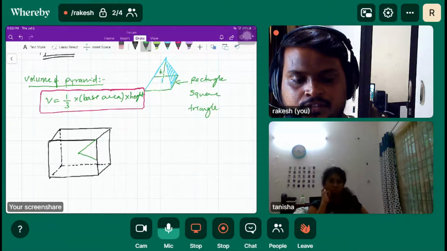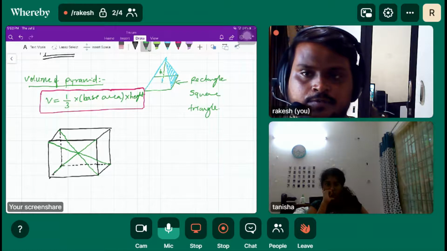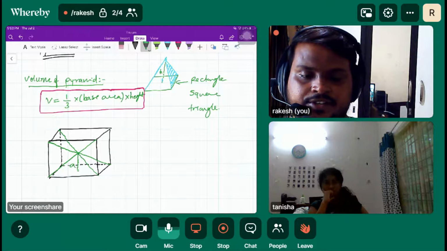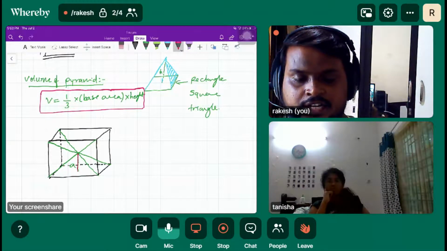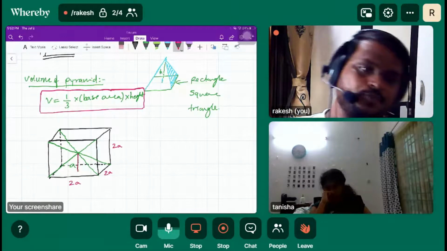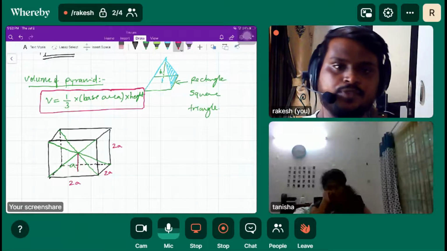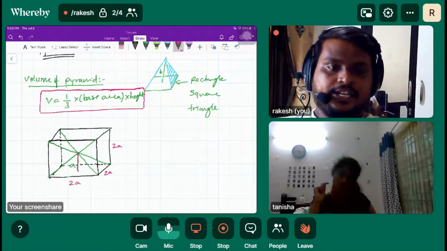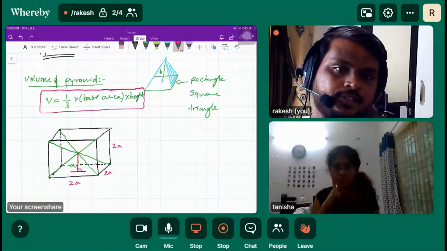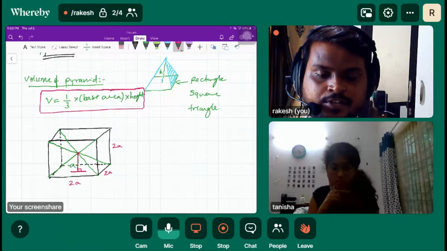With all the vertices of this, how many pyramids will you observe here? You will definitely observe a lot of pyramids, with height a. This is the height of the pyramid. Let's say the width, length and height of this cuboid is 2a. Just try to understand the diagram first. This is the perpendicular drawn on the base from the middle point.